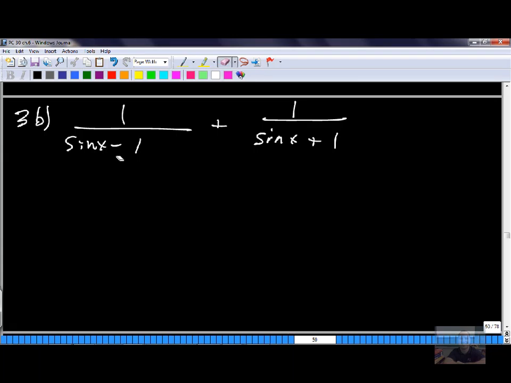That's sine x minus 1. This is sine x plus 1. You can't say close enough. Let's just add the tops. Can't do that. Okay, not close enough. So what we're going to have to do is get a common denominator.